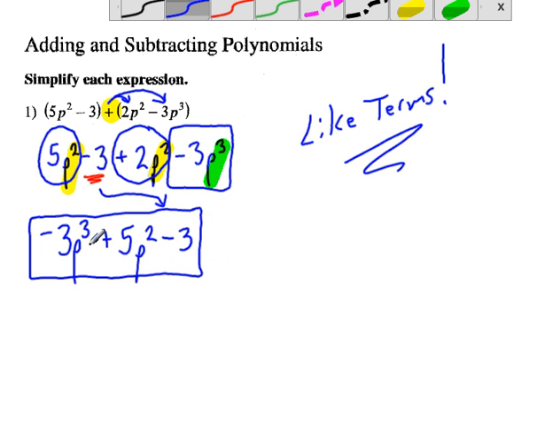None of these can be combined because none of those exponents are the same thing. I can't put them together. Negative 3 is considered a constant since there is not a letter or a variable attached to it. So my answer is this trinomial, and that is simplified. So watch your like terms.